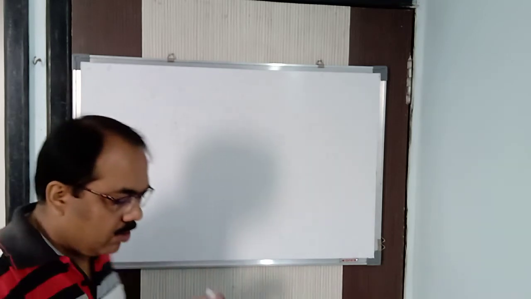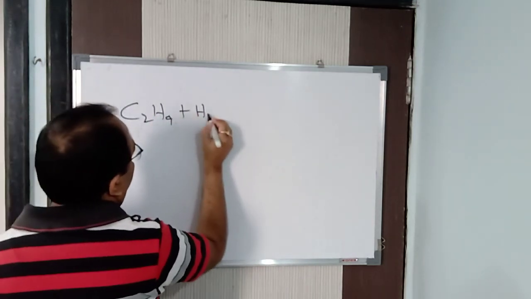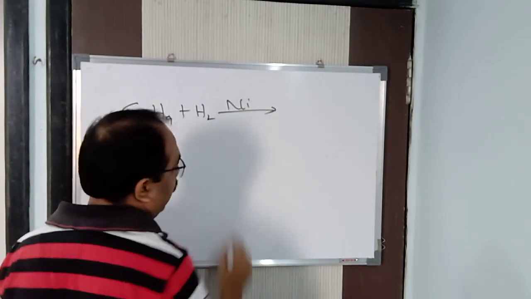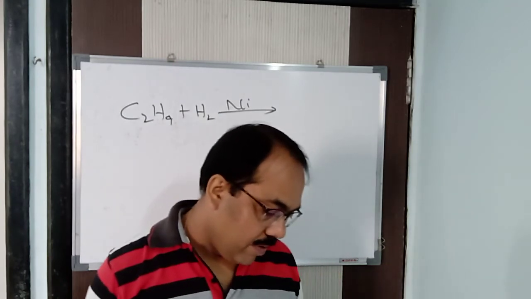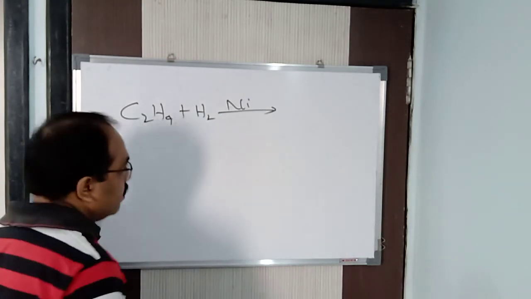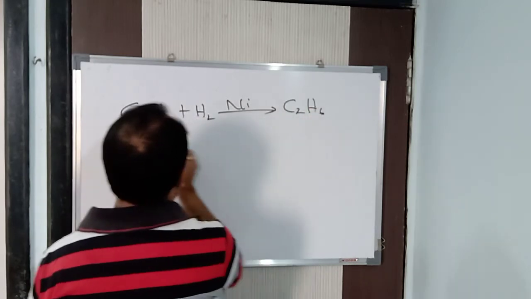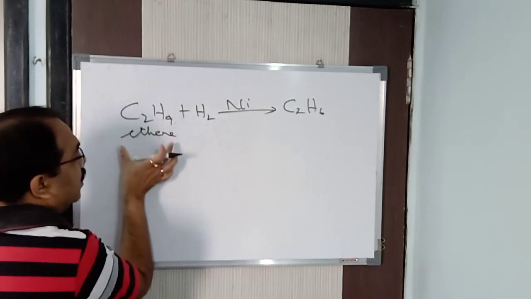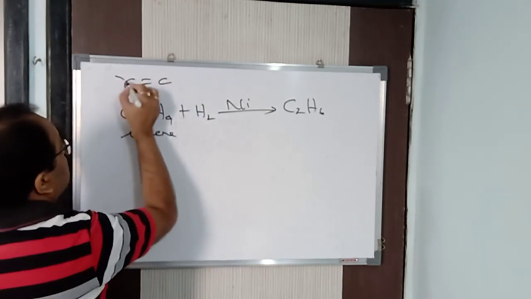Let me give an example. For example, C2H4, when it reacts with hydrogen in the presence of nickel, platinum, or palladium as a catalyst, anything you can take as a catalyst. So what will you get? You will get C2H6. Now this is ethene. It is an alkene. It is unsaturated. See, the structure is this.